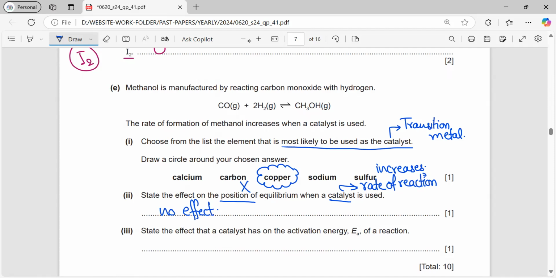State the effect that a catalyst has on activation energy. Now, a catalyst lowers the activation energy. It provides an alternate way for the reactant particles to turn into product. So this is the alternate way, by lowering the activation energy barrier.